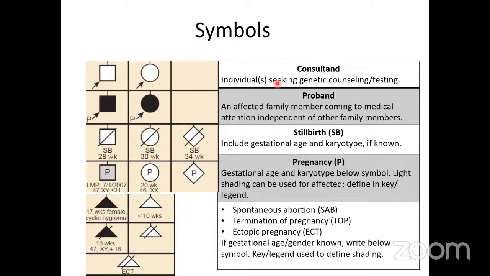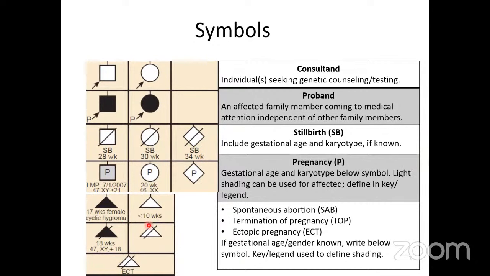So he is the consultant. If it is the proband, then you need to mark the affected person, who is shaded, with an arrow. Okay. Then, if there is a stillbirth, you have to write SB, and below that the gestational week. If you know the sex of the baby, you can mark either a square or a circle, or if you don't know, you can draw a diamond and strike it off, and write SB. SB is stillbirth.